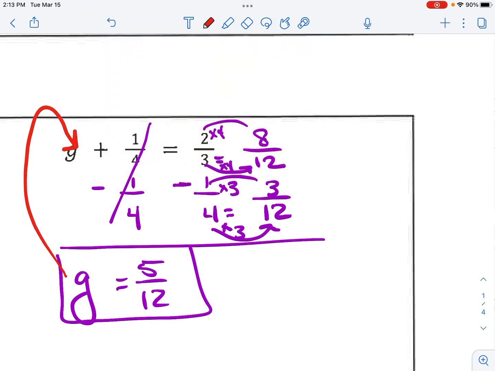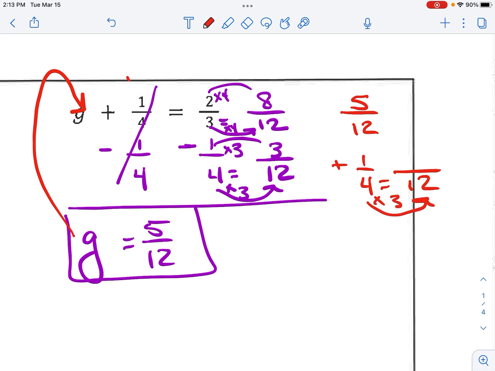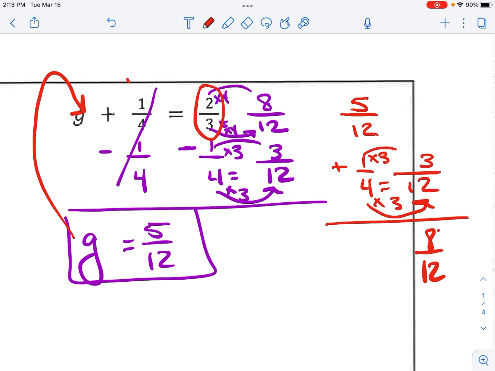Now we're going to substitute 5 twelfths back in for g to make sure it makes sense. 5 twelfths plus 1/4. Again, common denominator would be 12. To get from 4 to 12, we multiply by 3. We don't have to do the top one because it's already at a 12. 5 twelfths plus 3 twelfths would be 8 twelfths. That looks a little bit different than 2/3. However, if we simplify, we would get 2/3, so it does check out.